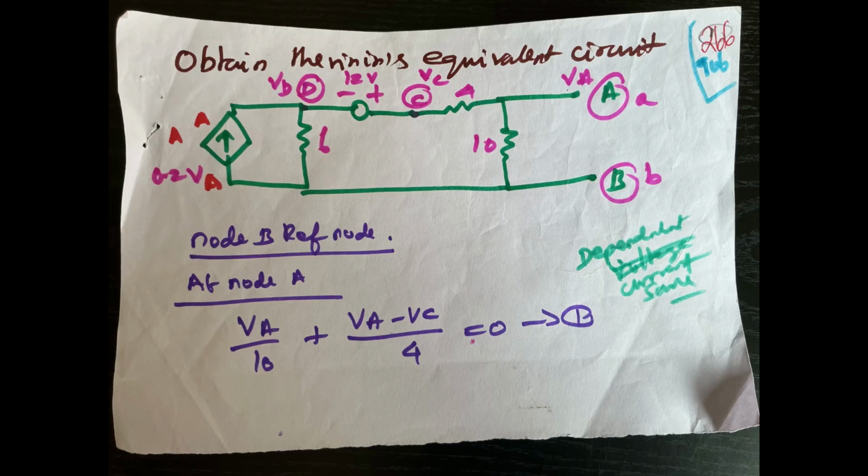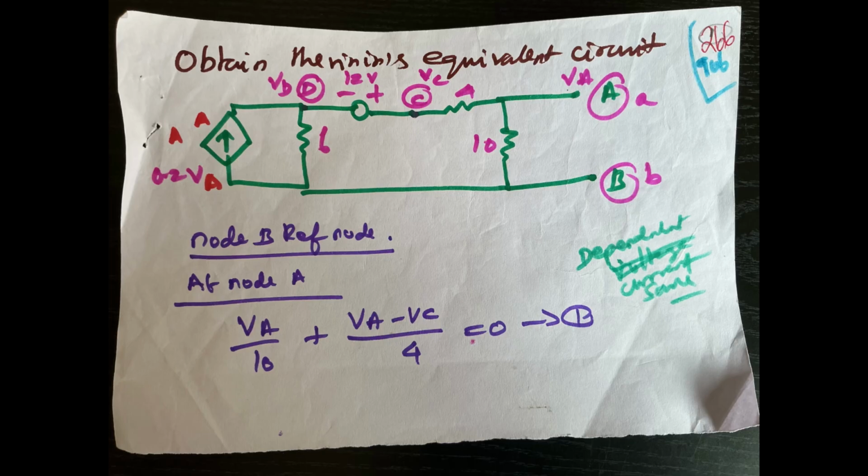Thevenin's theorem question: how to obtain the Thevenin's equivalent circuit? That circuit is shown in the notes. In that circuit, put nodes A, B, C, D. Kindly note that B is the reference node. There is a dependent current source, that is 0.2 VA.